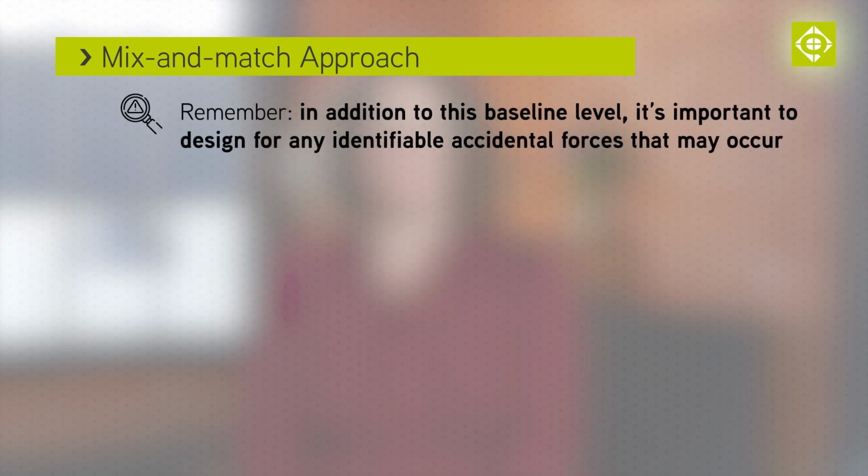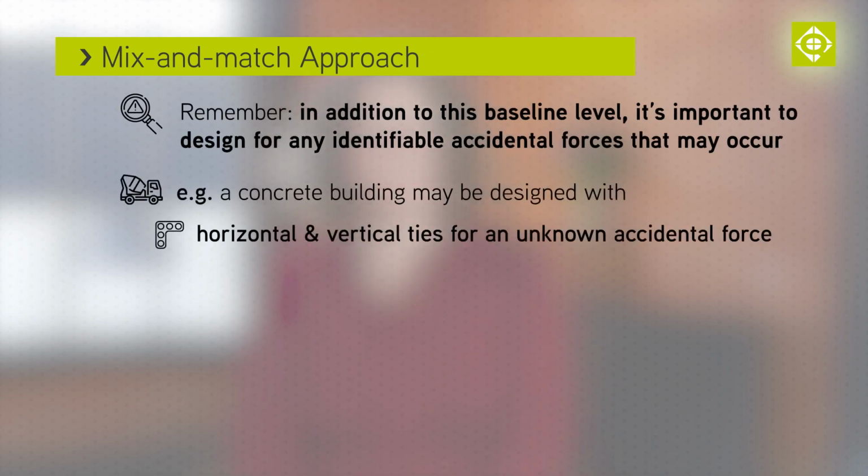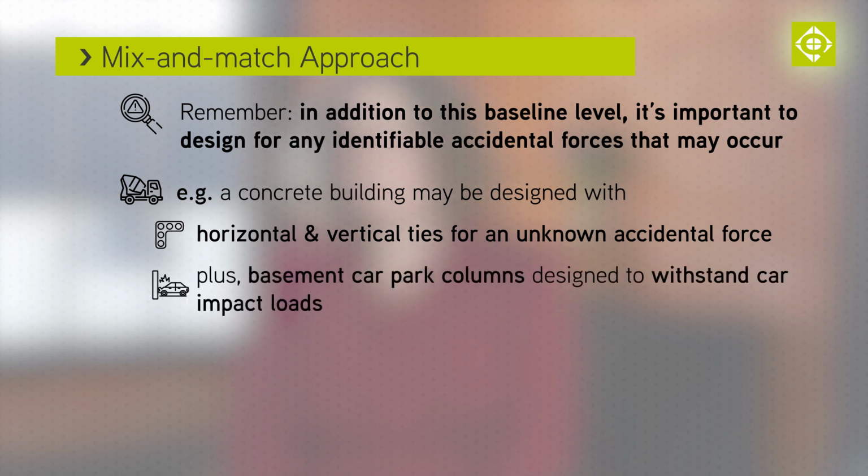Remember, in addition to this baseline level, it's important to design for any identifiable accidental forces that may occur. So a concrete building may be designed with horizontal and vertical ties for the unknown accidental force. But if there is a basement car park, those basement columns do need to be designed for car impact loads.